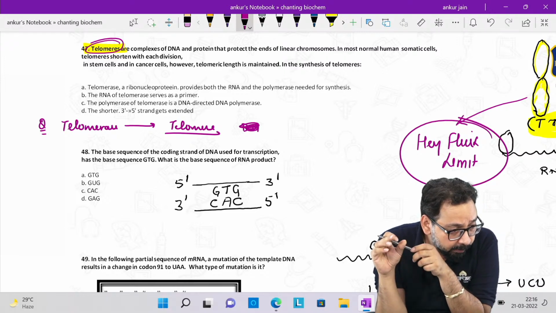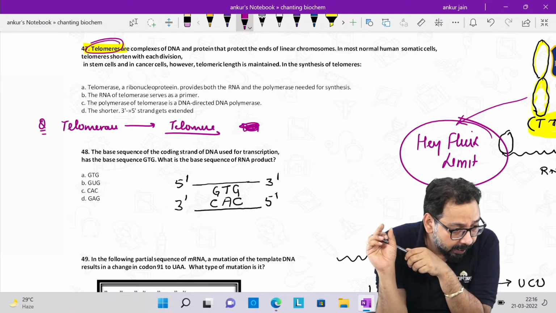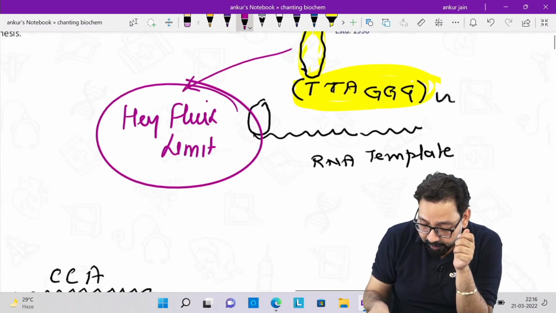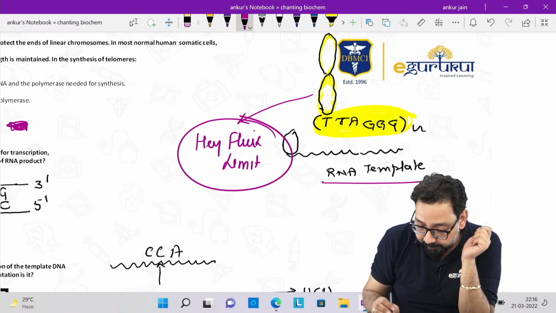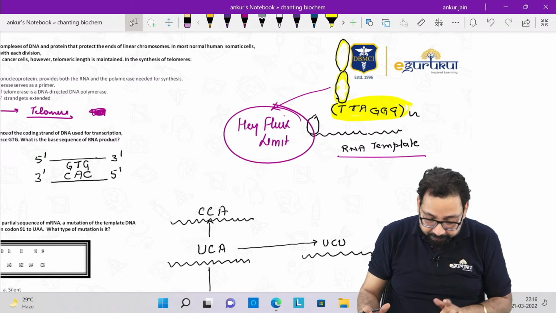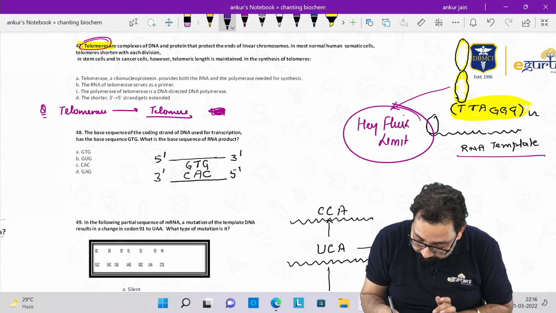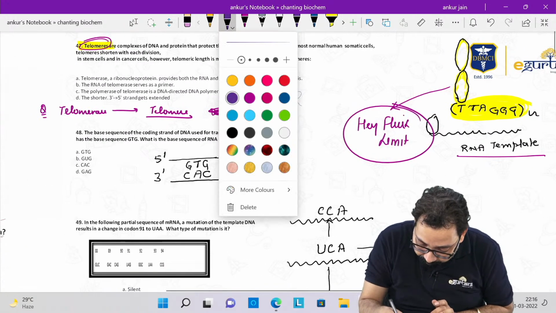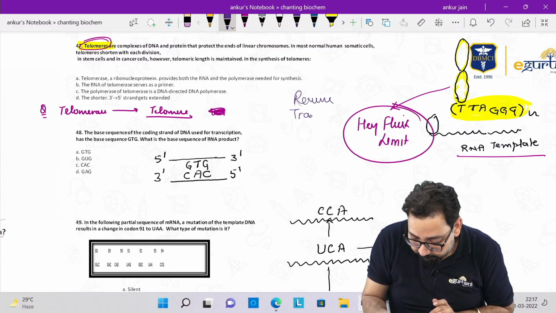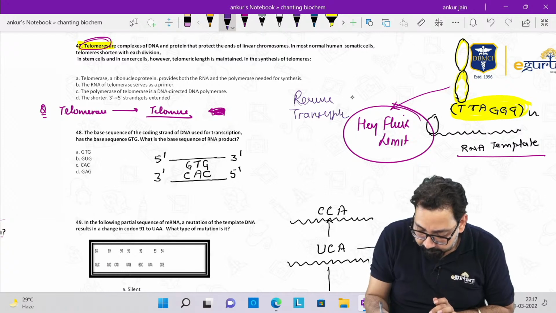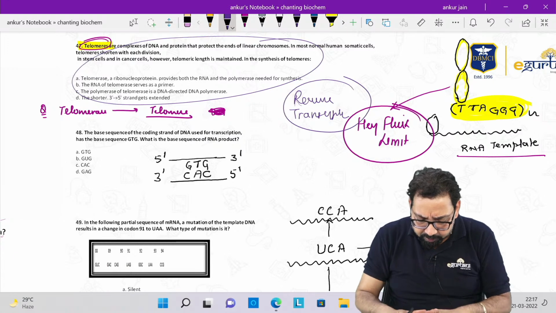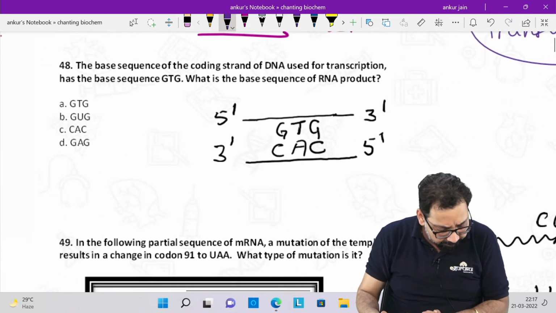Yes, that RNA dependent DNA polymerase. Telomerase is RNA dependent DNA polymerase, that is reverse transcriptase. Okay, so I don't solve this question, no need. Simply remember and tell me the answer of this question.